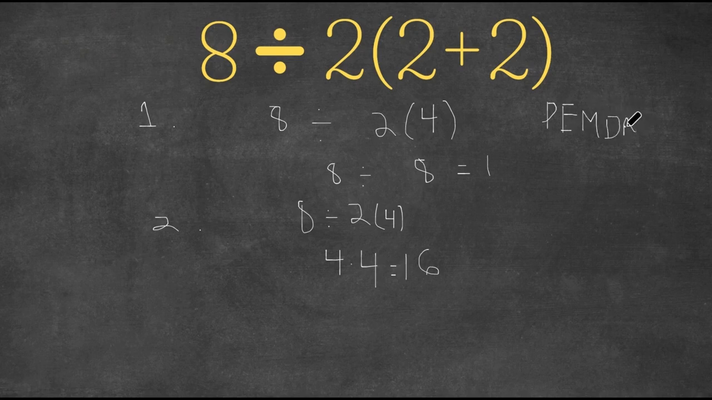PEMDAS is, well, the P stands for parentheses, the E stands for exponent, so we have like x to the power of 4, the M stands for multiplication, the D stands for division, the A stands for addition, and the S stands for subtraction. So this is the order of operations that you use to solve an equation or expression.